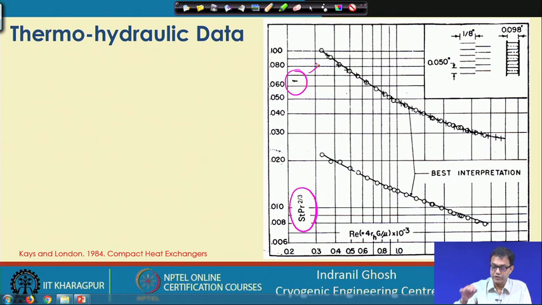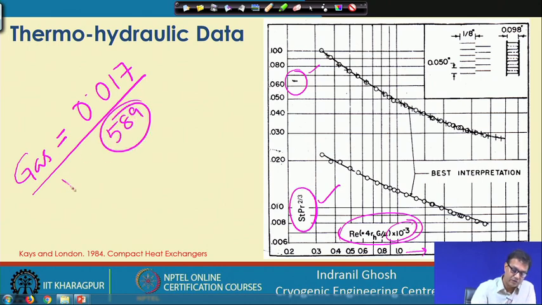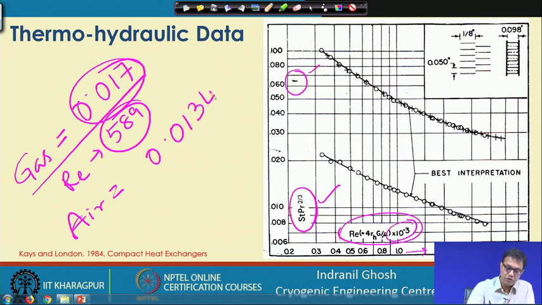At this moment, we will not look for the friction factor; we will look into the J factor to calculate the heat transfer. This is the Reynolds number axis, and please note that it is multiplied by 10 to the power minus 3. Corresponding to 589 and 842, we find the J factors. The gas has a J factor of 0.0170 corresponding to an Re value of 589, and for the air side we have 0.0134 corresponding to an Re value of 842. So now we have the J value for the gas and the air.